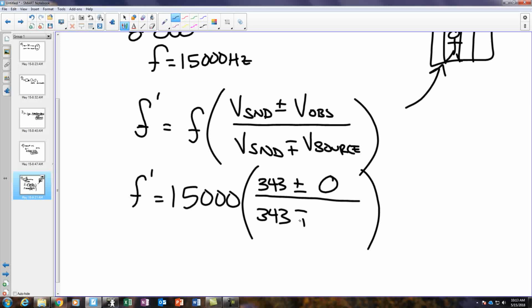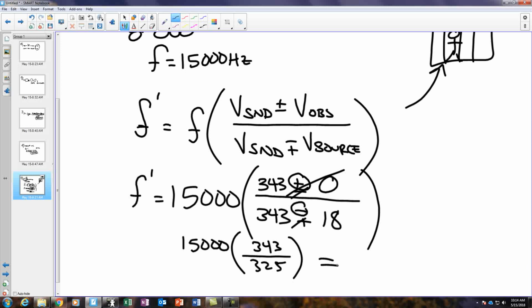And then this is minus or plus, how fast is the source of the sound moving? It's moving 18. Now we have to decide whether we're going to use the top sign or the bottom sign. The way we usually do this is we determine, do we expect the frequency to go up or down as the train approaches? Up. And because the frequency is going to go up, we're going to use the upper sign and reject the lower ones. Well, 343 plus 0 is just 343. So this becomes 15,000 times 343 over 343 minus 18, that would be 325.